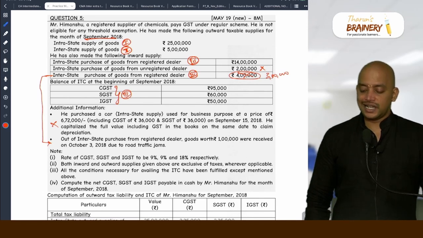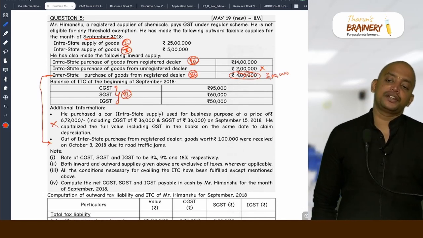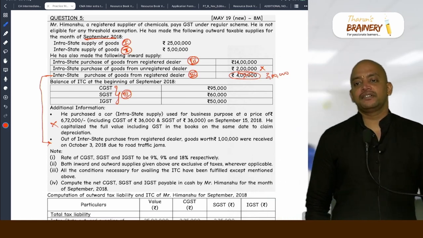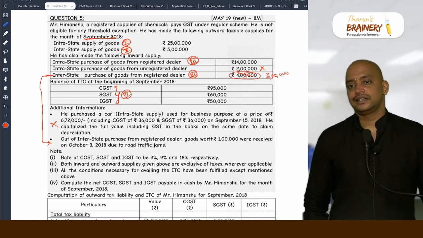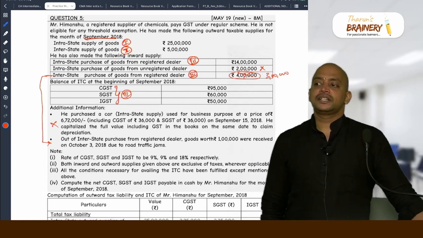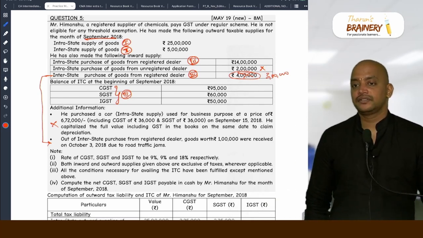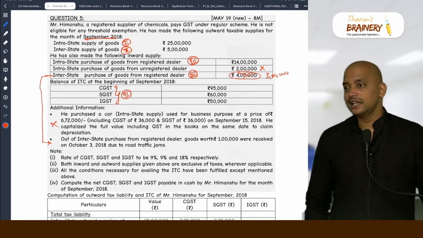So, first gross liability. How much is the gross liability that you got? 2,25,000, 2,25,000 and 90,000. Minus which credit you need to use first? IGST credit. How much IGST credit you have? 90?